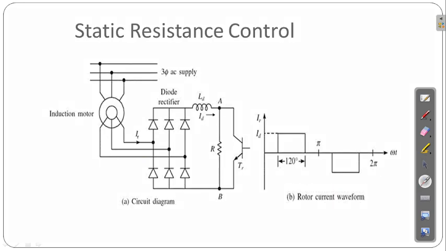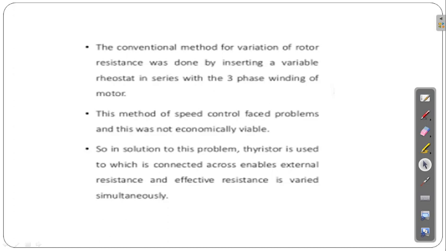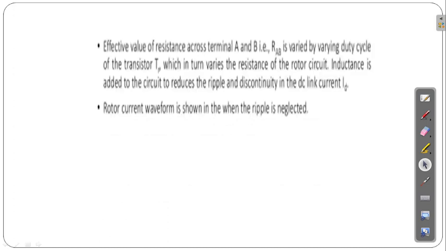Why are we using this TR over here? Because there is some loss of energy over here. So we are using this TR in the static resistance control. That is, the effective value of resistance across the terminals A and B, that is RAB, is varied by varying the duty cycle of the transistor TR. So the rotor current waveform has ripple when it gets regulated. When the ripple occurs, it will be neglected.